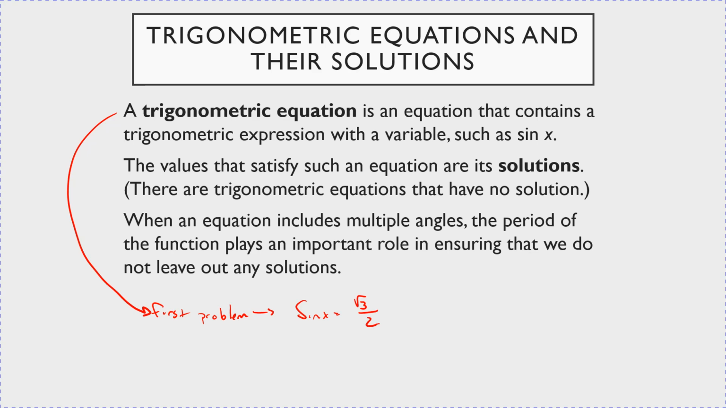There are trigonometric equations that have no solutions. But when an equation involves multiple angles, the period of the function plays an important role in ensuring that we do not leave out any solutions. What I mean by multiple angles is something like this, and we'll do a problem like this: when does sine of 2x equal 1/2? This 2 in here tells me it's a multiple angle.